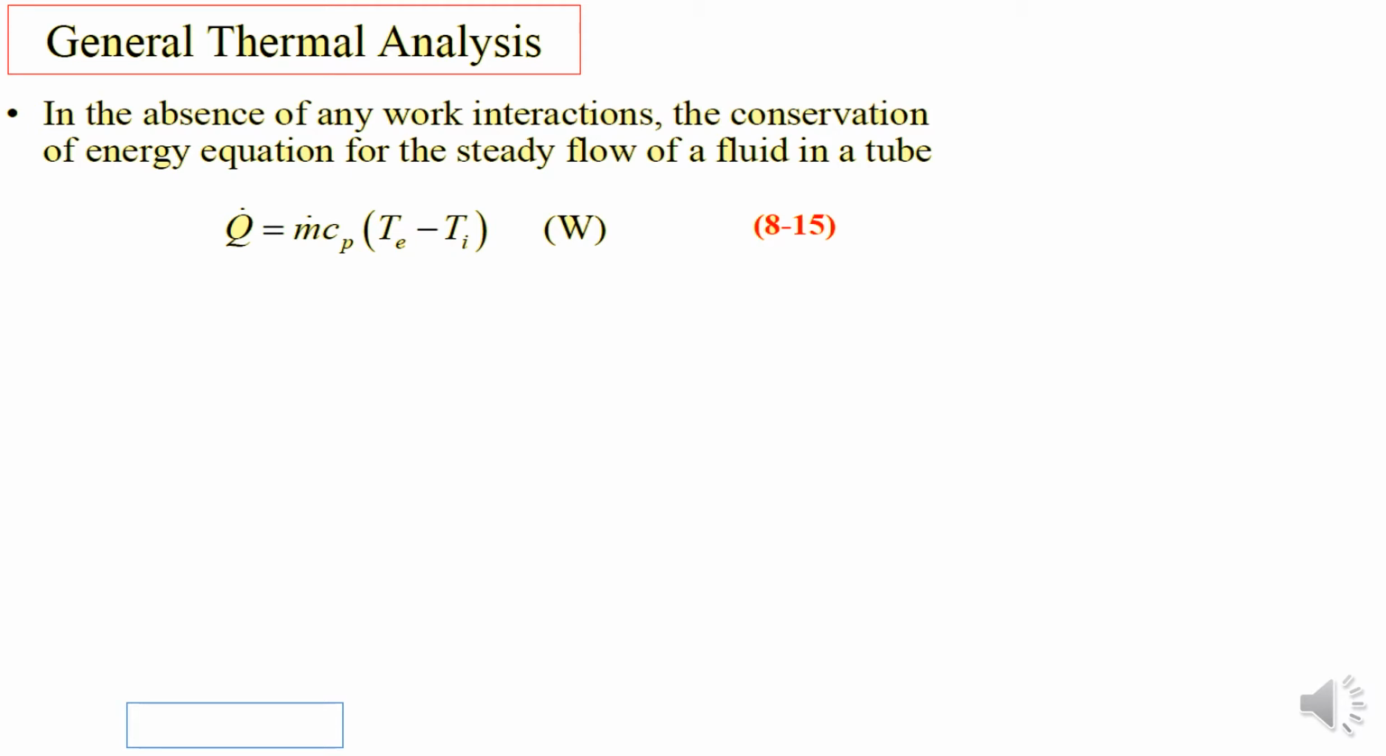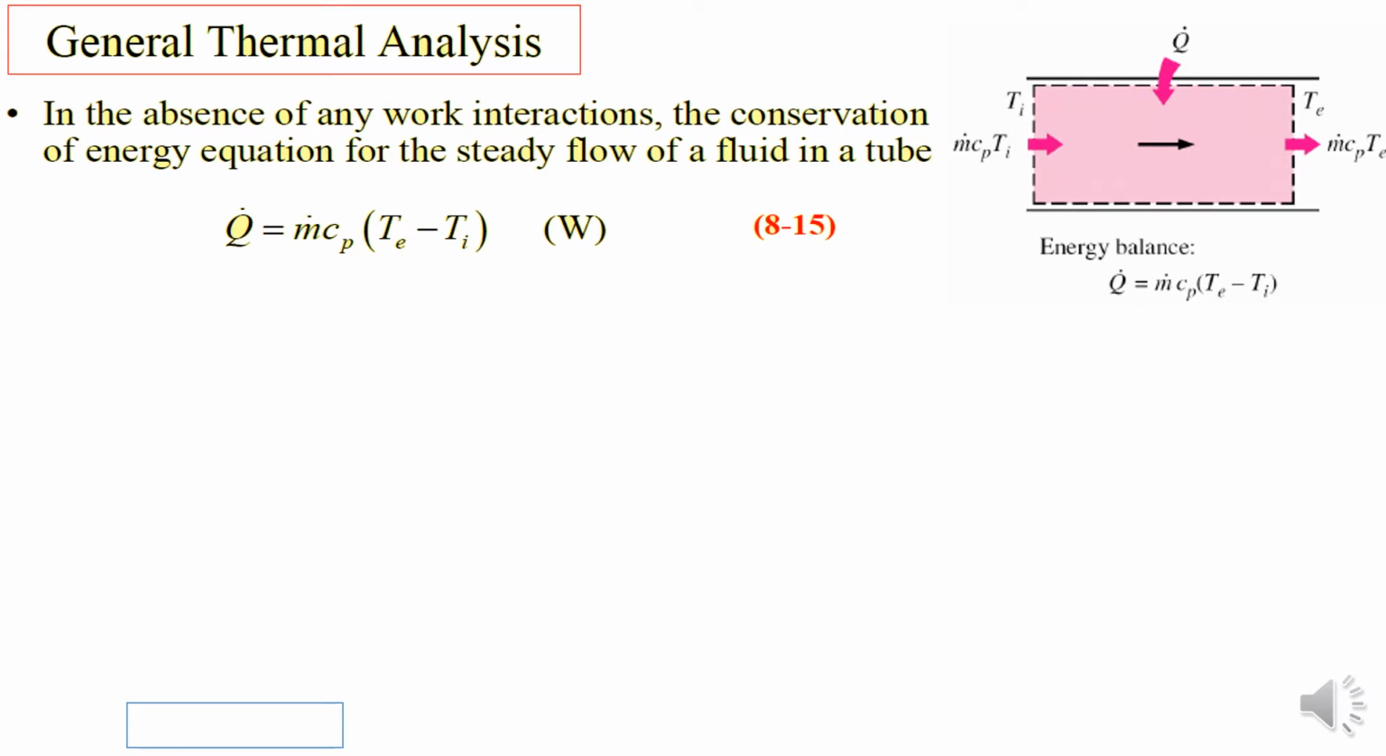General thermal analysis. In the absence of any work interaction, the conservation of energy equation for the steady flow of a fluid in a tube is as shown in this equation, which we get from the energy balance equation of the energy in plus the Q in equal to energy out. Then you can rearrange this equation to be Q dot, which is the energy in, equal to mass flow rate m dot times the specific heat Cp times the temperature difference between the exit and the inlet.